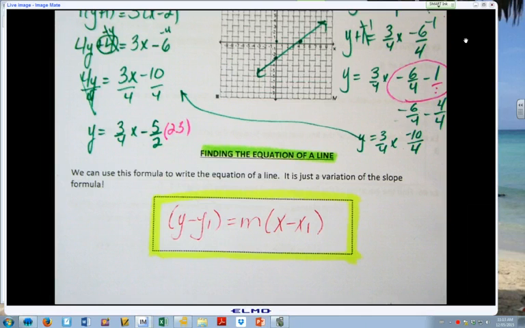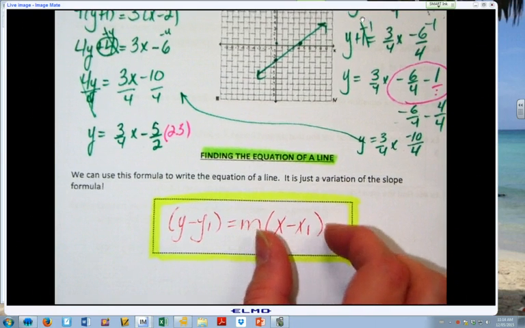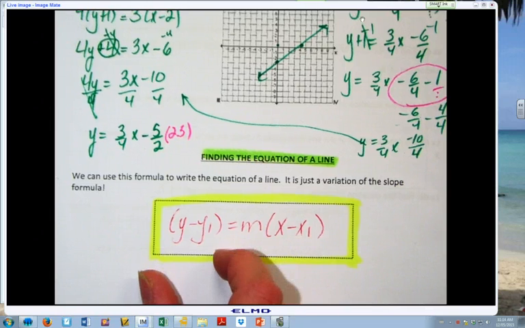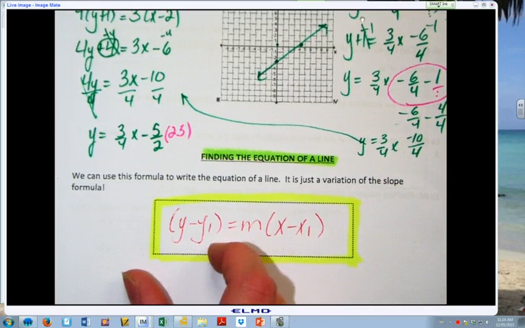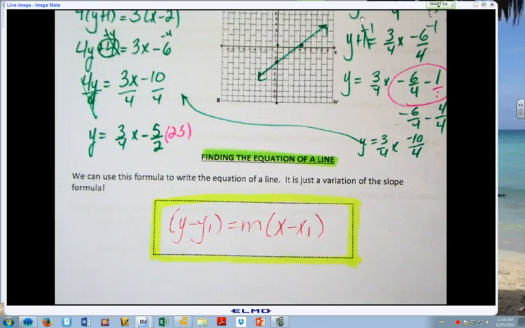Take a look at the slope formula you have on your card and take a look at this. How are they the same? They both have y minus y, they both have m, they both have x minus x. All it is, if I were to divide by this x minus x, that's the slope formula. So all we did is we took the bottom of that fraction and multiplied it to the other side. That's it. It's the exact same formula as slope.